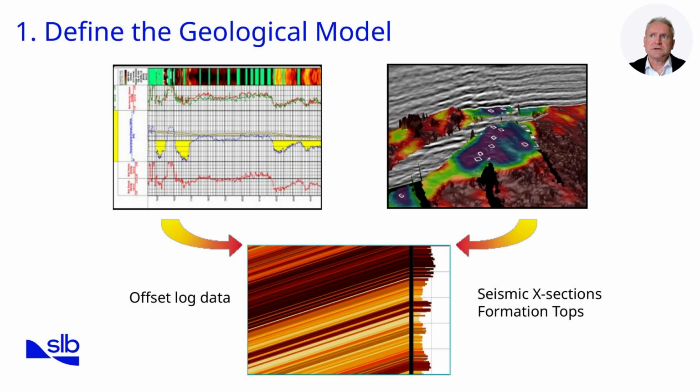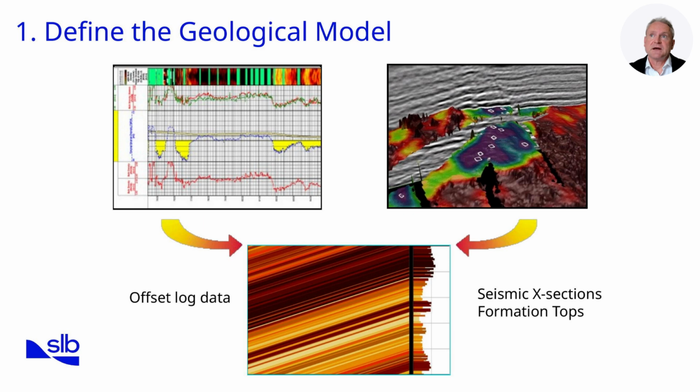Seismic cross-sections and formation tops help us visualize the regional structure. For example, where reservoirs dip or where faults are present. By combining these data sets, we define the true vertical depth, thickness, and dip of the target formation. This model serves as the baseline for steering decisions. Without it, real-time adjustments would lack context and we could easily drill out of zone.